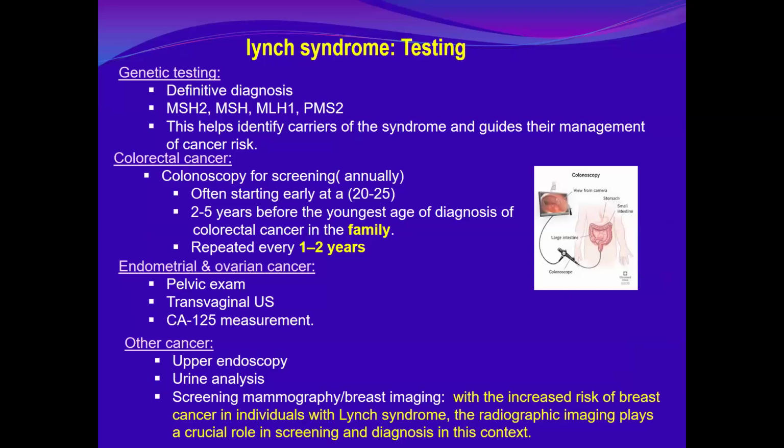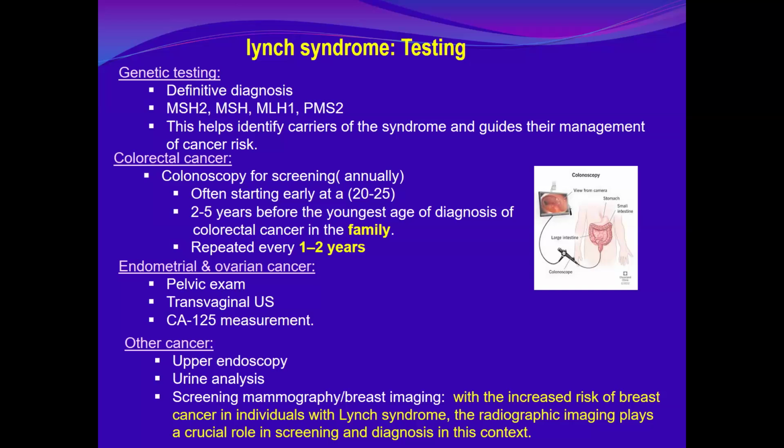Genetic testing gives the definitive diagnosis. As we mentioned earlier, the genes included are MSH2, MSH6, MLH1, and PMS2. This helps identify carriers of the syndrome and guide the management of cancer risk. Also, number one, as we mentioned earlier, is colorectal cancer.